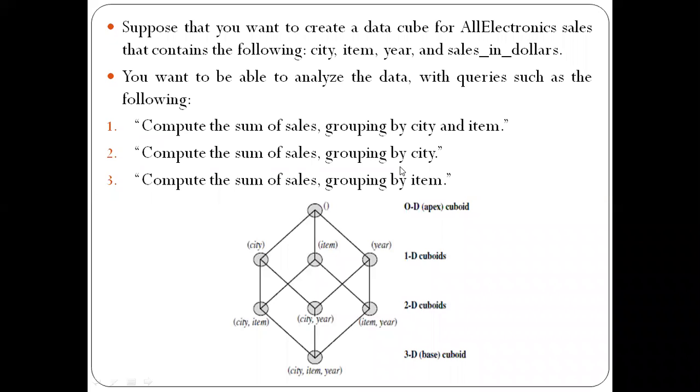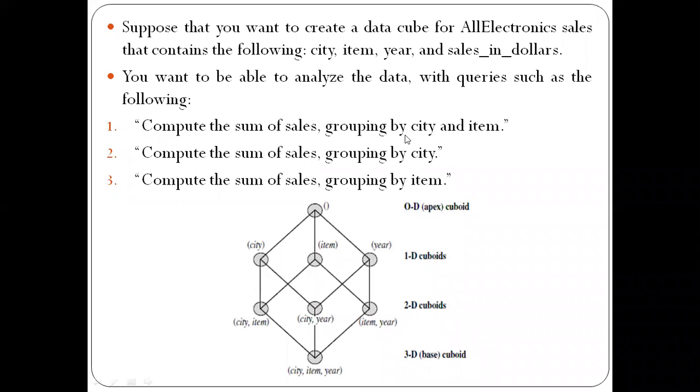So here, I want to create a data cube with respect to 3 dimensions, that is item, year, and city. Then using this data cube, I will be able to perform many queries. Three examples are given here. That is, I want to compute the sum of sales by grouping the data with respect to city and item. 2 dimensions I have considered in the group by. With respect to this, I want to aggregate the data in order to find the sum of sales. And here we have considered one dimension, that is city and item.